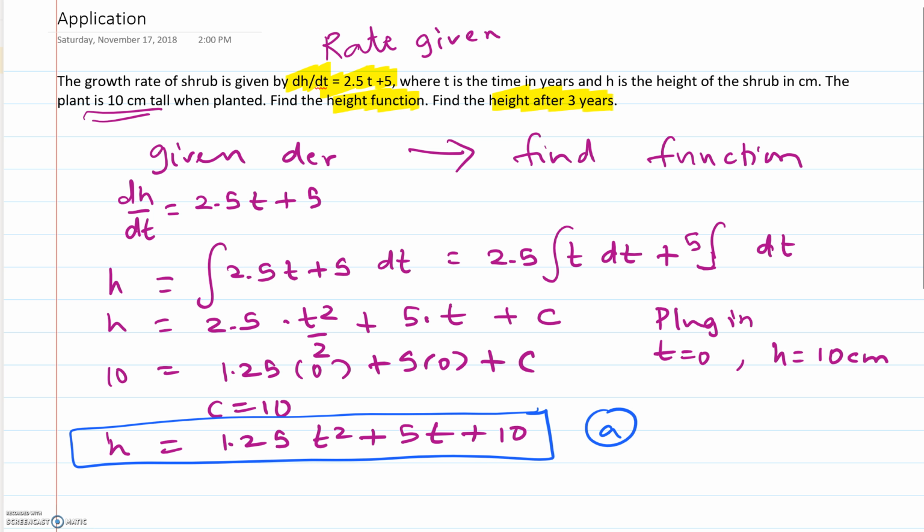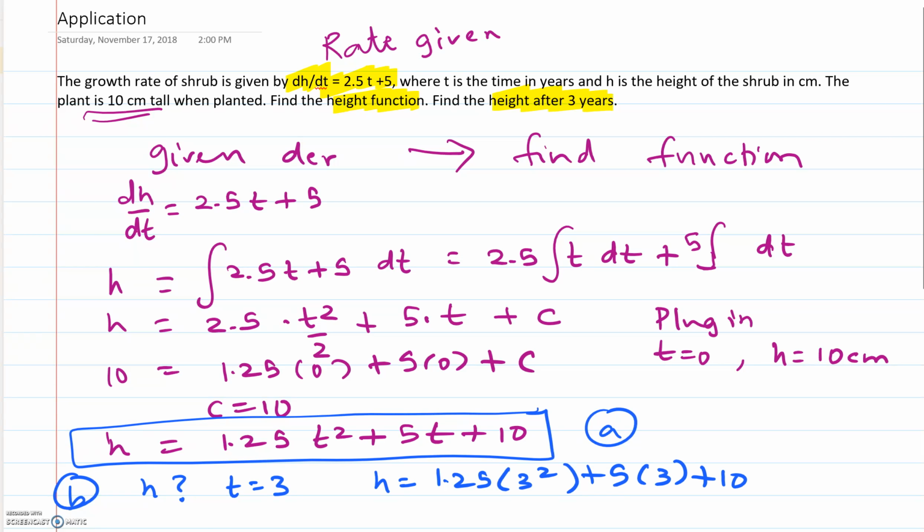Question B is to find the height after 3 years, which means we want the height when t equal to 3. So plug in t equal to 3 in this function and you will get the height at 3 years. So h equals 1.25 times 3 squared plus 5 times 3 plus 10. So this will give approximately 36.25 centimeters.